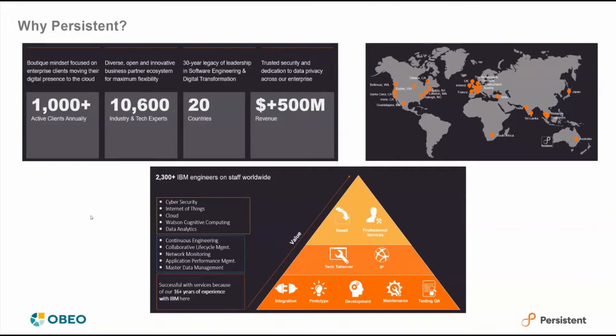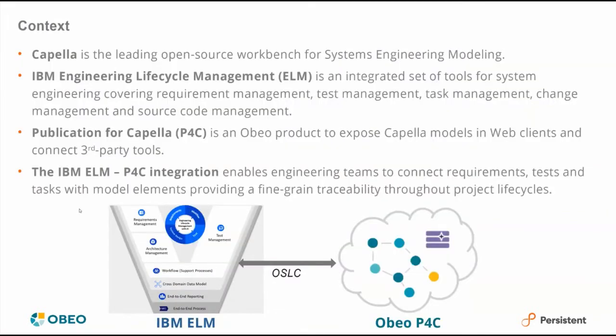Laurent? Thank you, Philippe. So a few words about the context of this talk. First of all, Capella. Capella is the leading open source workbench for system engineering modeling. I'm assuming that most people attending this webinar already know Capella, of course. IBM Engineering Lifecycle Management, or ELM in short, is an integrated set of tools for system engineering, and it covers requirements management, test management, task management, change management, source code management, and so on, everything you could expect from an ALM and requirements software.